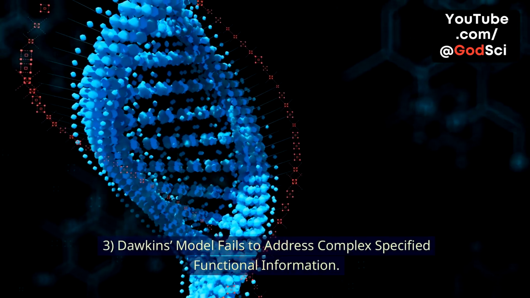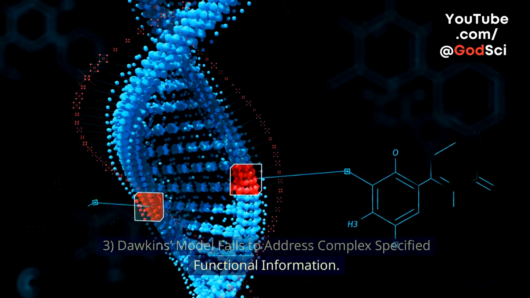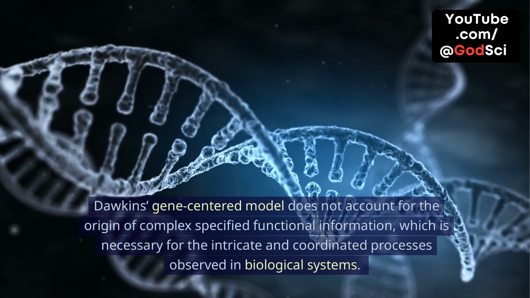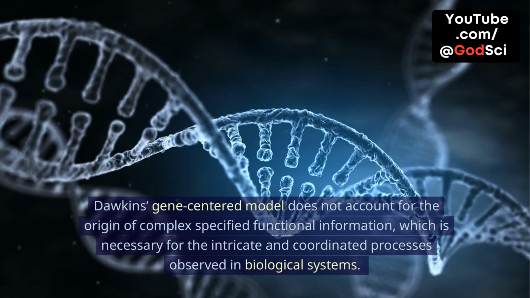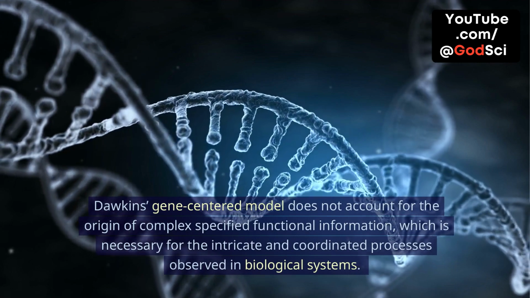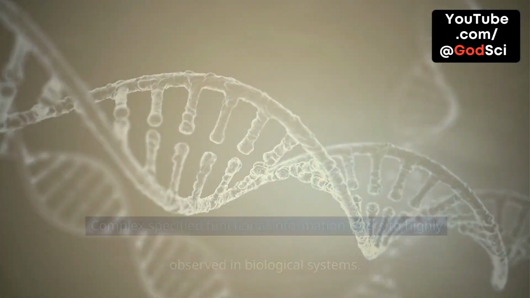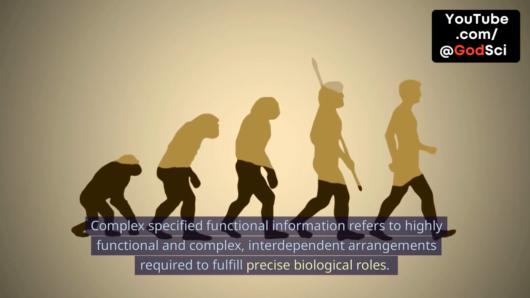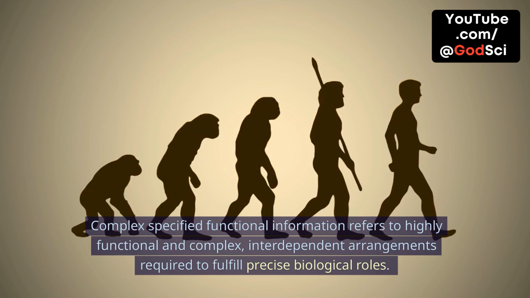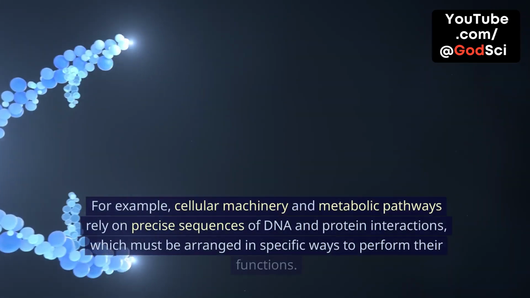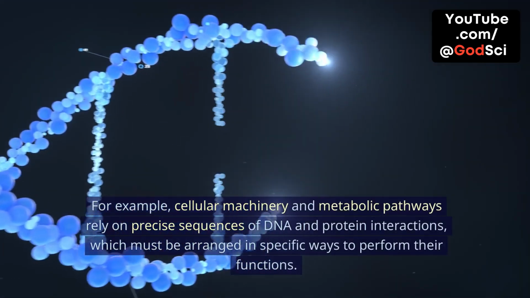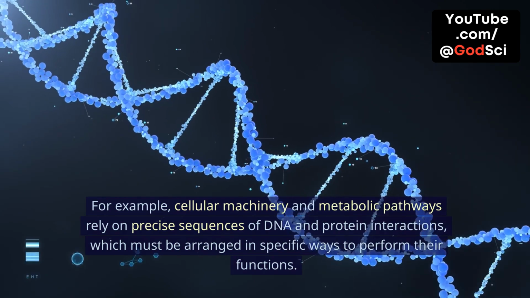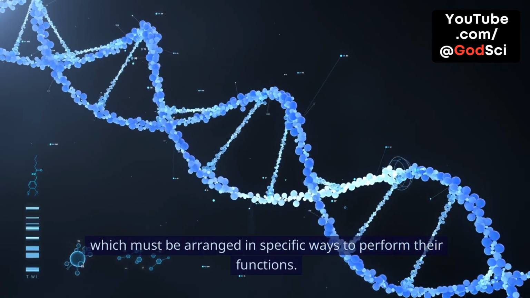3. Dawkins' model fails to address complex specified functional information. Dawkins' gene-centered model does not account for the origin of complex specified functional information, which is necessary for the intricate and coordinated processes observed in biological systems. Complex specified functional information refers to highly functional and complex, interdependent arrangements required to fulfill precise biological roles. For example, cellular machinery and metabolic pathways rely on precise sequences of DNA and protein interactions, which must be arranged in specific ways to perform their functions.